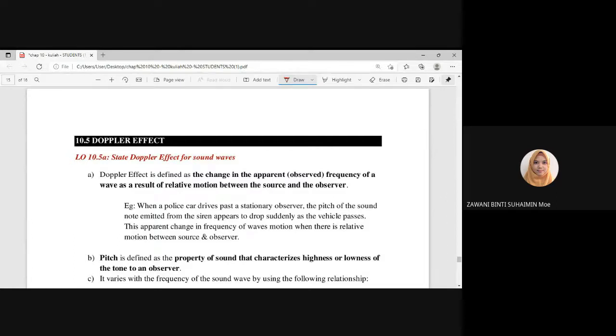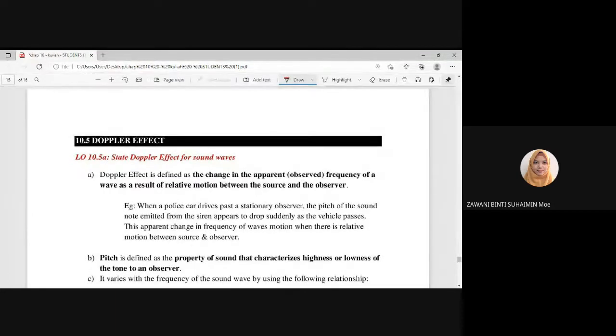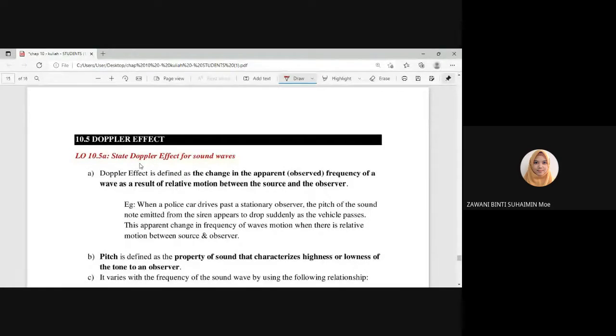Okay, so in this video I'm going to cover the very last subtopic for chapter 10. Okay, so it's about Doppler effect. Okay, 10.5. So what is Doppler effect? Doppler effect is defined as the change in apparent observed frequencies of a wave as a result of relative motion between source and the observer.